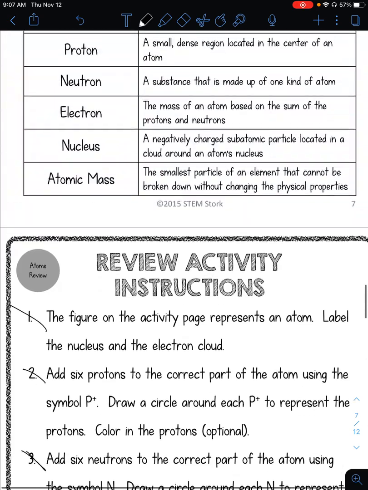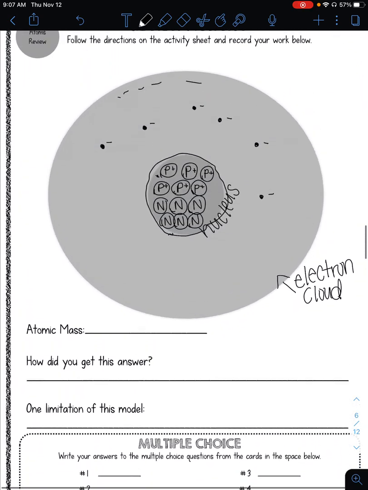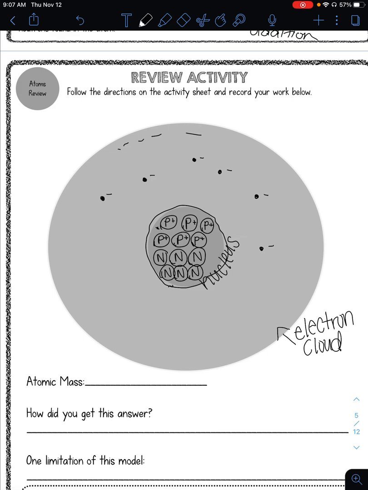In the space provided below the atom model, calculate the atomic mass of the atom you drew. Explain the reasoning behind your answer. So we need to find the atomic mass. If we remember from our vocabulary, the atomic mass is found by adding the protons and neutrons in the nucleus. So, how many protons do I have? I have 6 protons and 6 neutrons. 6 plus 6 is 12.